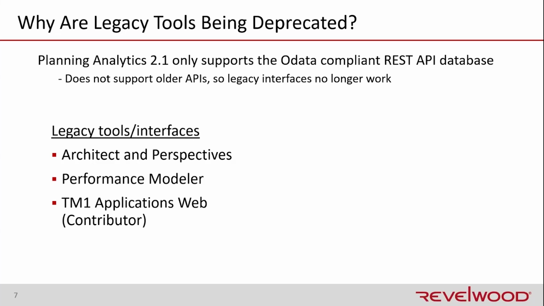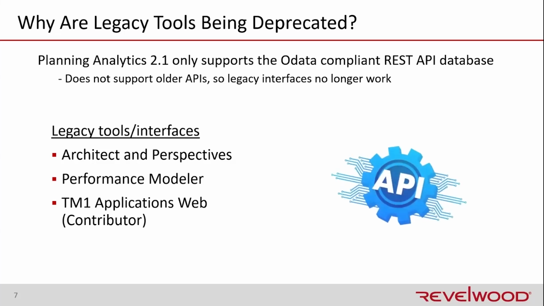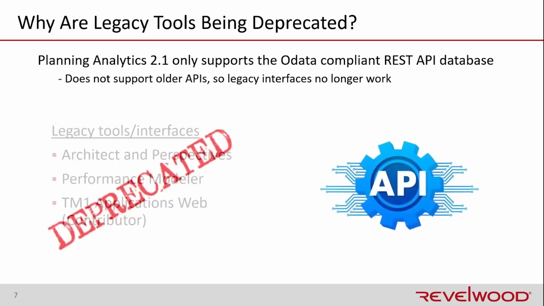Okay, why? The legacy interfaces use a set of older API calls to run their tools. Planning Analytics, however, supports a brand new set of REST API calls. And these new calls are not able to fully interact with the older APIs. Because of these new APIs, the legacy tools are no longer fully compatible. And I'm purposely stressing that word fully. They are no longer fully compatible with the new Planning Analytics database. Because of this, the legacy tools are getting deprecated.